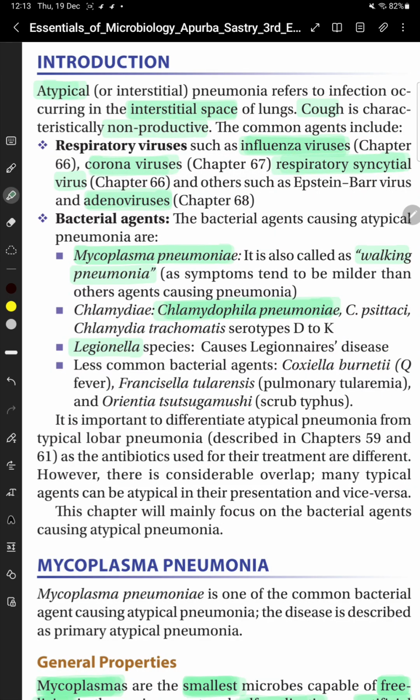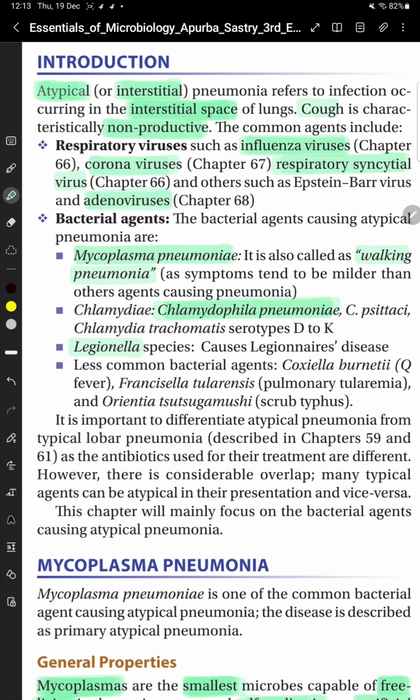Atypical pneumonia or interstitial pneumonia. It refers to the infection which occurs in the interstitial space of the lung. And in case of atypical or interstitial pneumonia, the cough is non-productive.